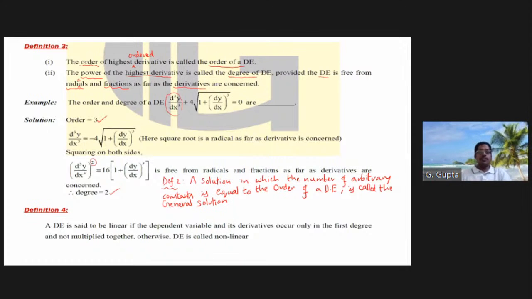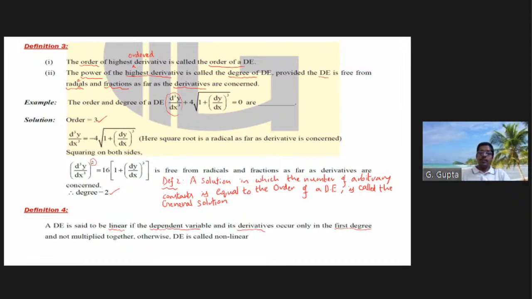Now definition 4, linear and non-linear. A differential equation is said to be linear if the dependent variable and its derivatives occur only in the first degree. For example, here y is the dependent variable. The third derivative has power, degree, 2. It is not power 1. So this is a non-linear example. Here, in the first order derivative dy by dx, where y is the dependent variable, the power of the first derivative is 3. So this is non-linear.